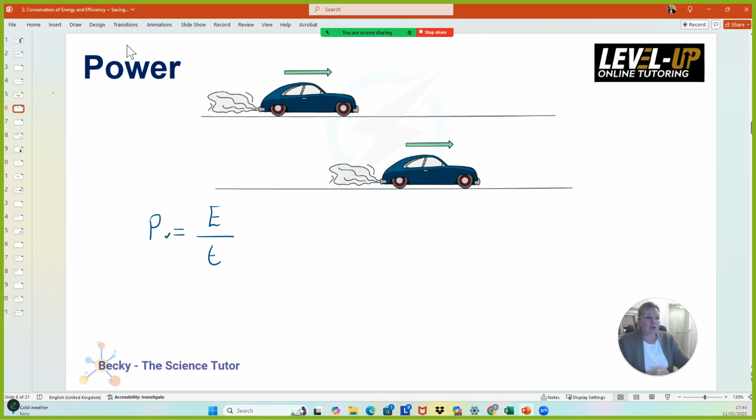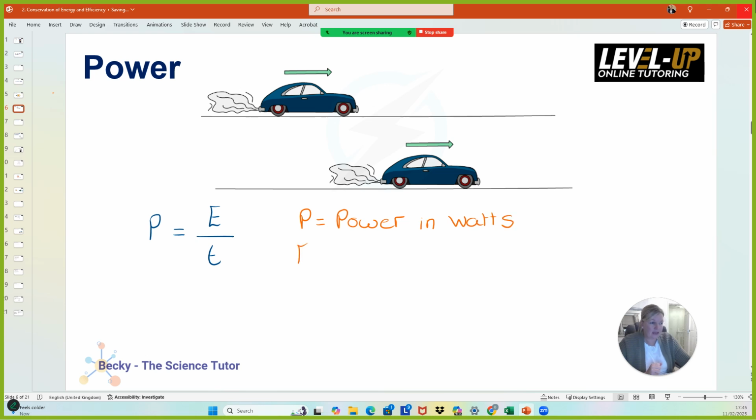As I've said before, with your physics equations, make sure you know what the symbols are and what units they're measured in. So P is power. It's not always as straightforward as that, is it? Because sometimes when we're talking about current, its symbol is I, but it's measured in amps. So we've got C, I and A. Make sure you know what they are. So P is power, and power is measured in watts.